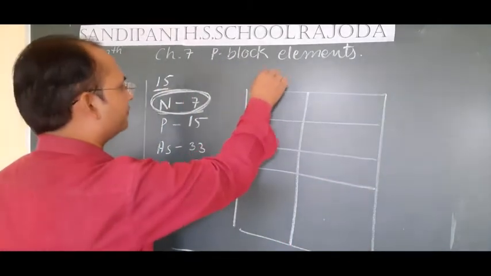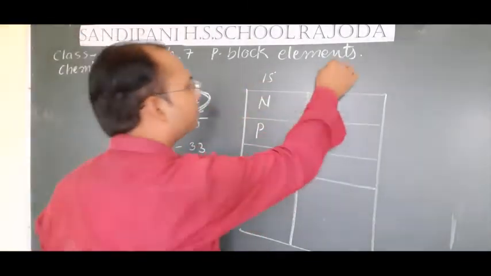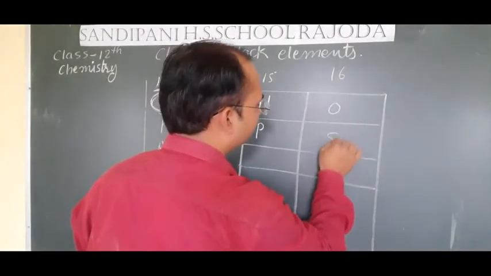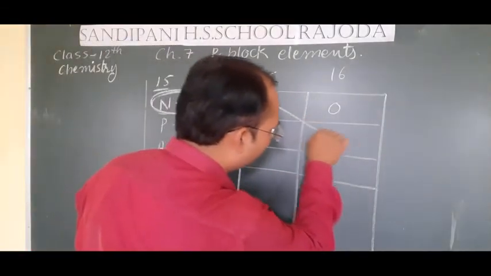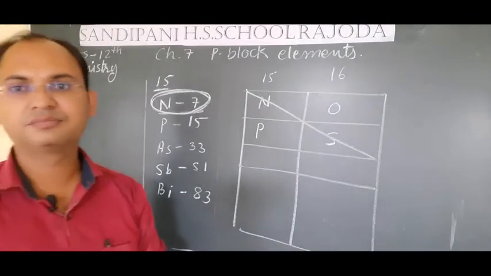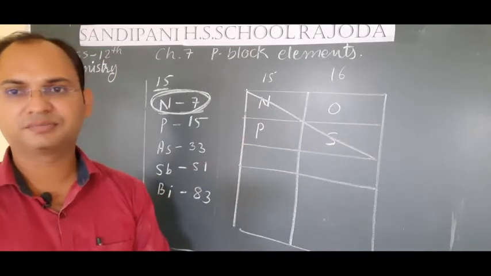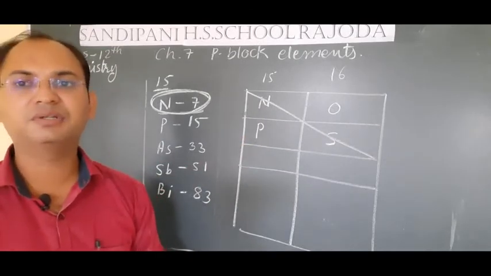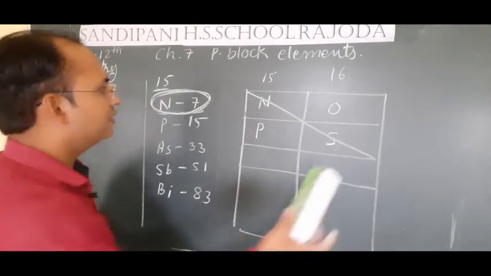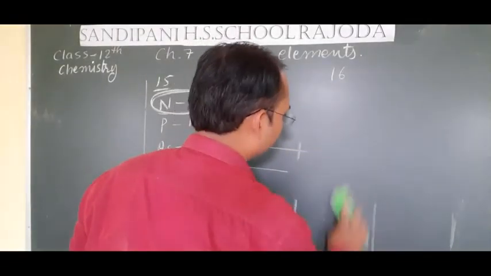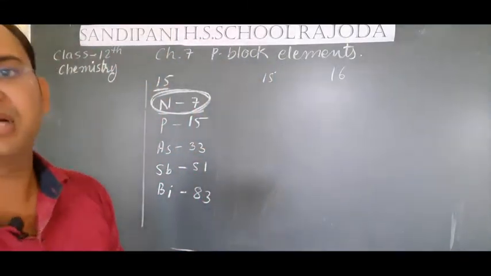Here in group 15, the first member is nitrogen and the second member is phosphorus, and in the 16th group we have seen that the first member is oxygen and the second member is sulfur. So students, nitrogen and sulfur are present in the diagonal. So nitrogen shows similarities with sulfur, and this relation is known as diagonal relationship. Now let's see which types of similarities are shown by nitrogen and sulfur in their behavior. First of all, they have nearly the same atomic size.